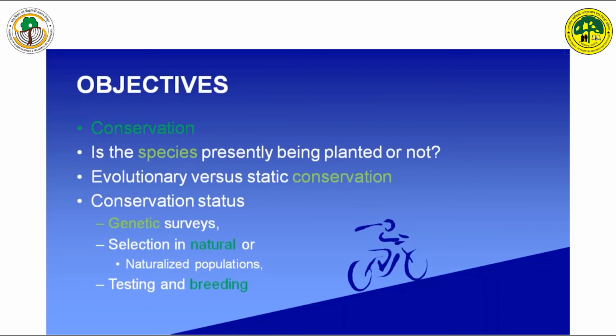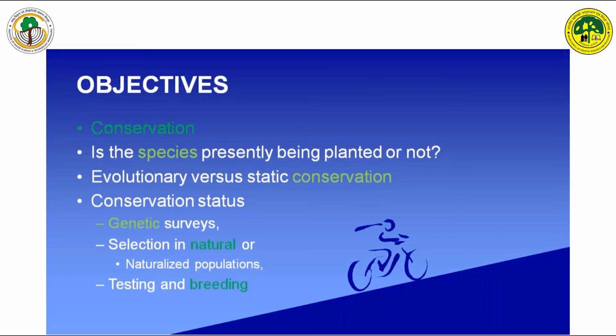And evolutionary versus static conservation. Evolutionary is there, that's fine. Static conservation is there, that is how we are going to address it. And the conservation status can be measured through certain tasks like a genetic survey. I hope many places like ICAR also have germplasm and many more data banks across the world with respect to silviculture tasks. I hope they might have already addressed that.